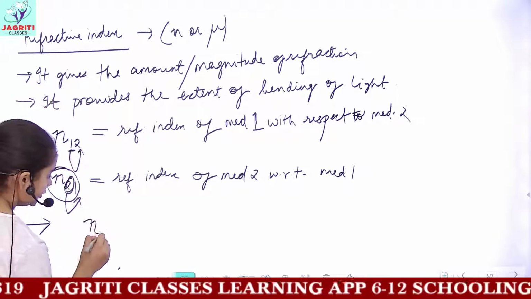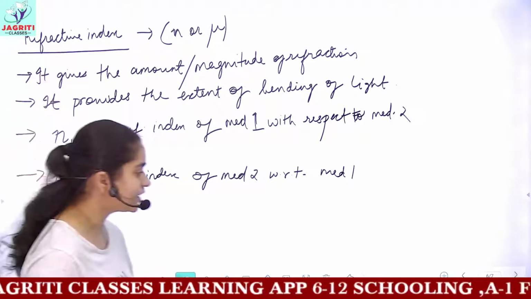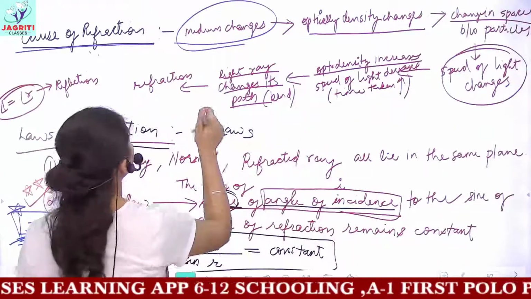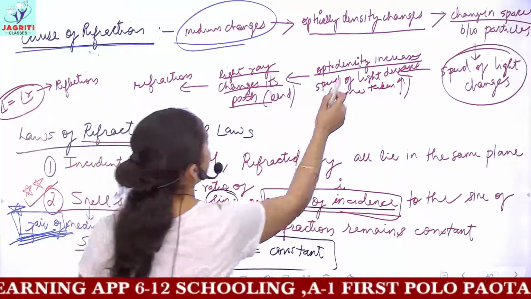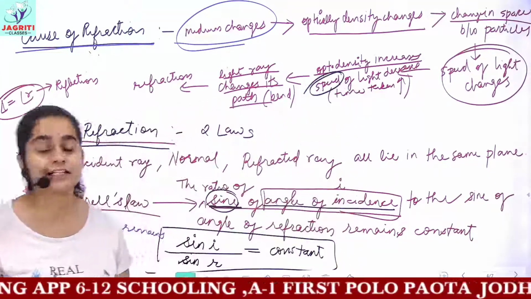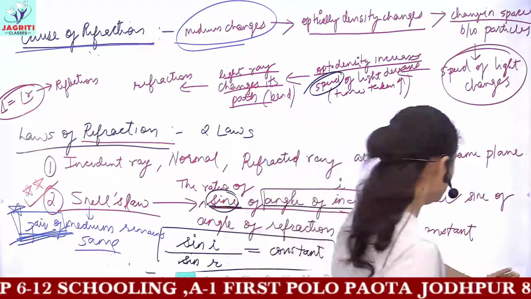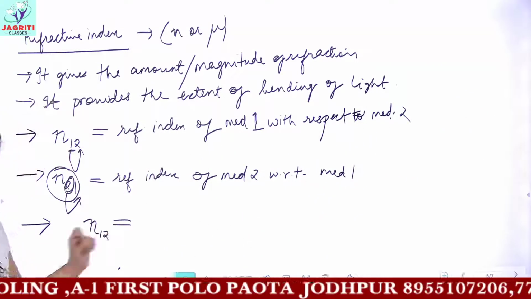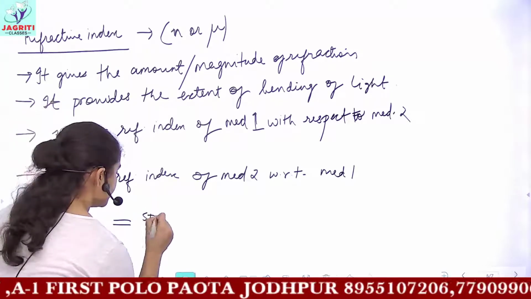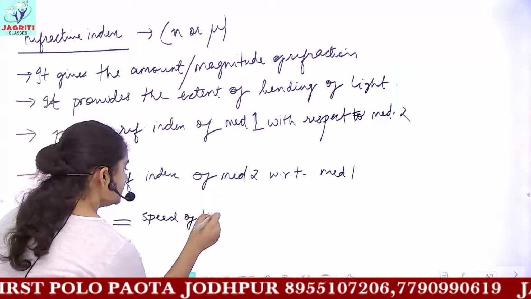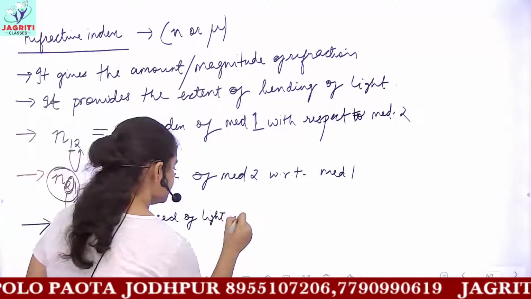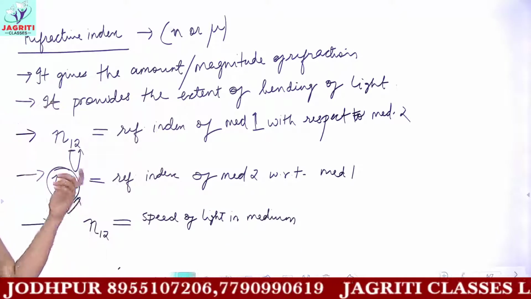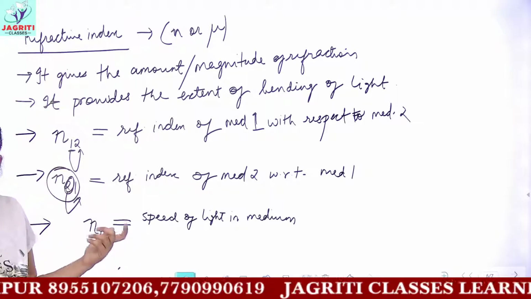So for N12, I told you, during refraction you have a change in speed of light. During refraction the speed of light is changing. So what we can write here is that refractive index is denoted by the speed of light. It is the ratio of the speed of light in the mediums. More will be the refractive index, less would be the speed of light.